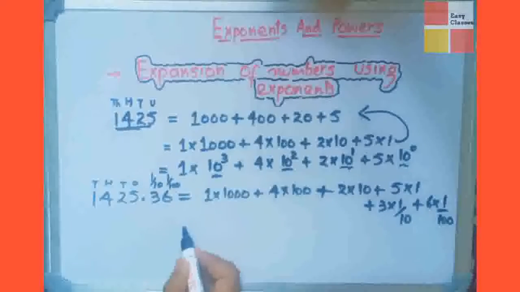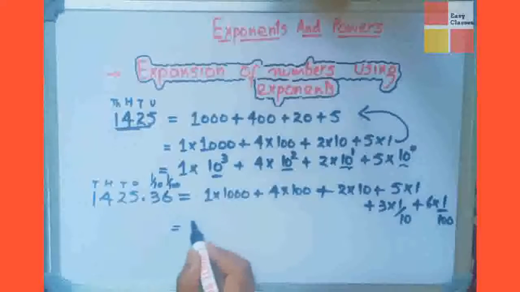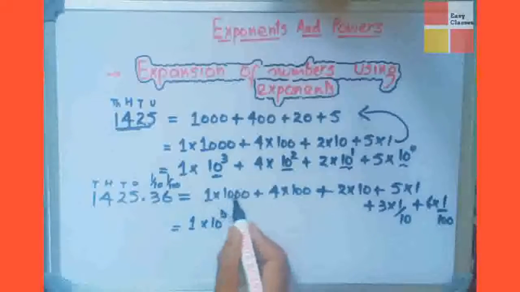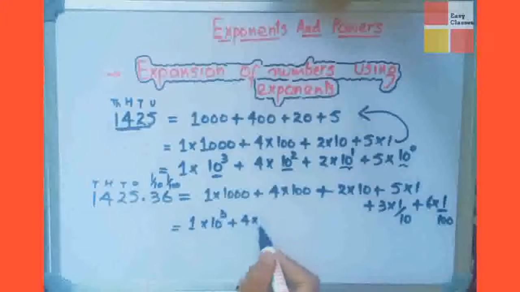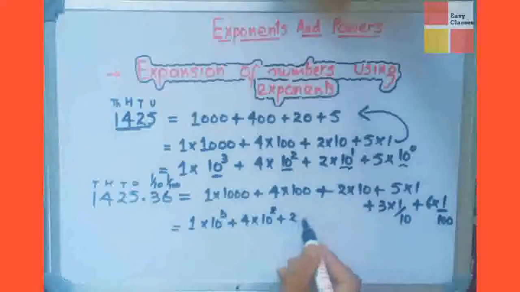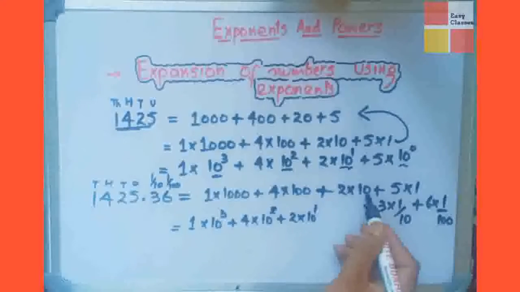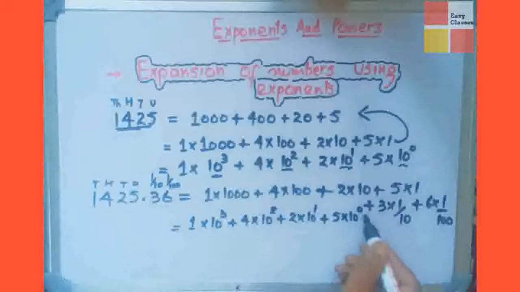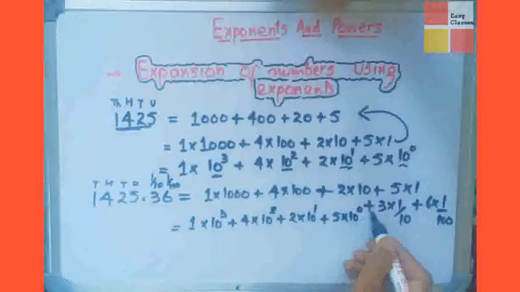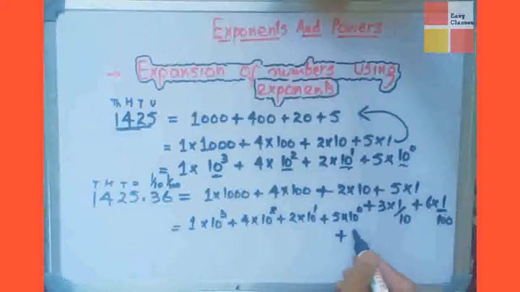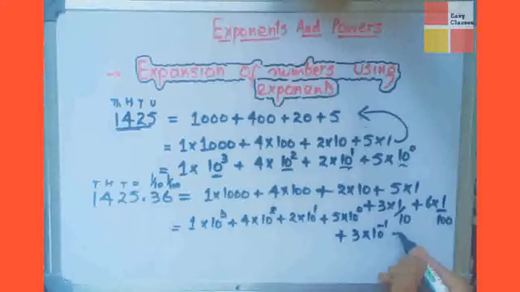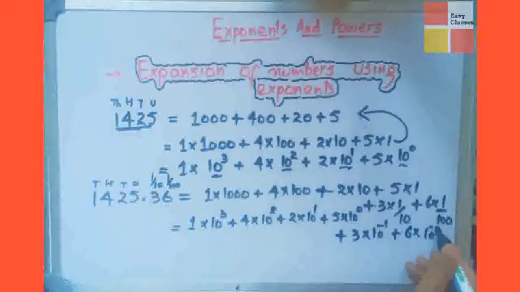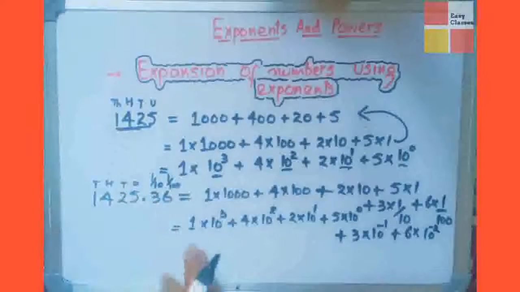Now let's put it in exponential form. That is 1 into 10 raised to power 3, that is 1000 is equal to 10 raised to power 3, plus 4 into 10 raised to power 2, plus 2 into 10 raised to power 1. Okay, so 10 is ones, that's why. Then 5 into 1 can be put like this: 5 into 10 raised to power 0, 10 raised to power 0 is equal to 1. Then plus 3 into 1/10, which is equal to 10 raised to power minus 1. Okay, that we discussed in the previous lecture. Then 6 into 10 raised to power minus 2. Okay, so we are now able to expand a number using exponents.